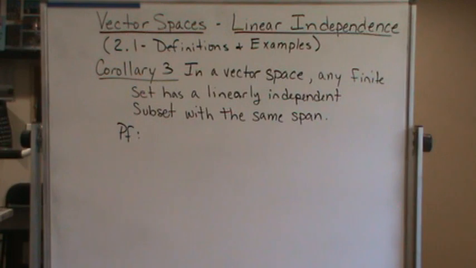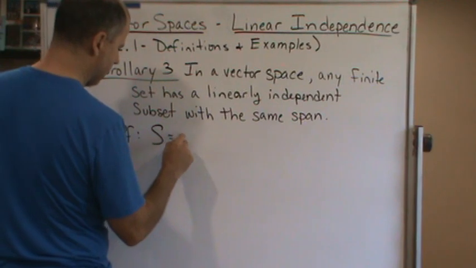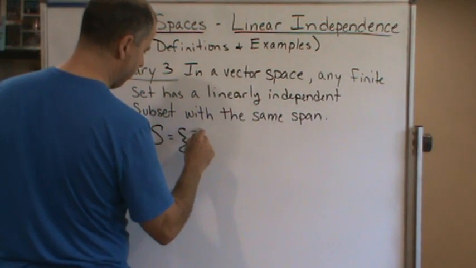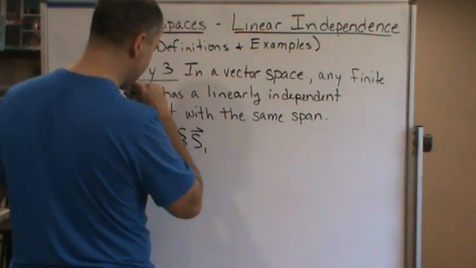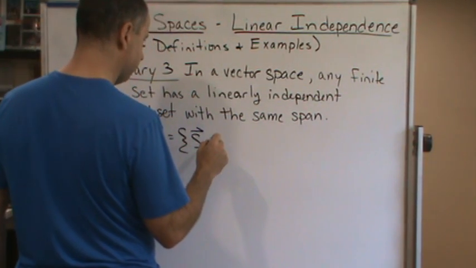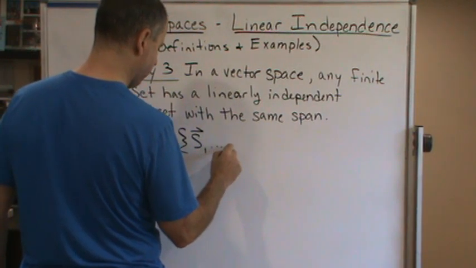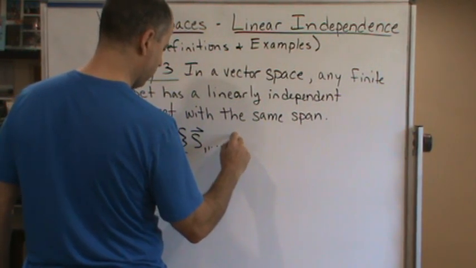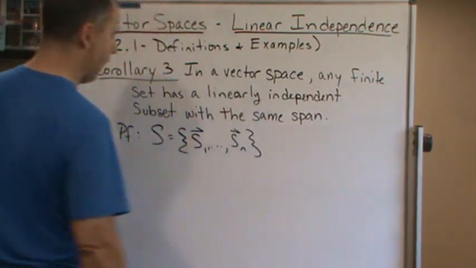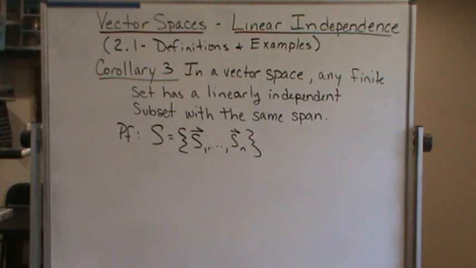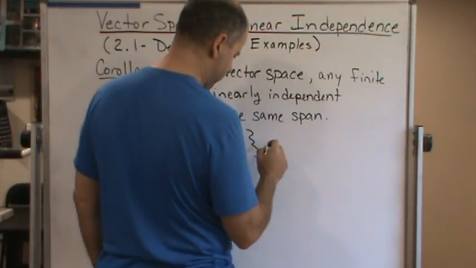Now in the proof, we're just going to take a set S, which equals a set of vectors from the vector space, right? Now, keep in mind, I'm not going to write this down, but if S is linearly independent, then we're done. There'd be nothing to prove, right? So let's assume that S is dependent.